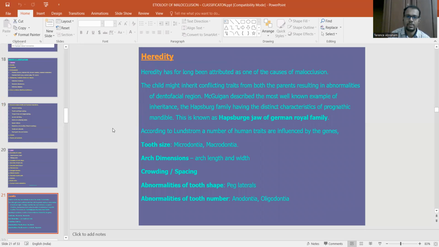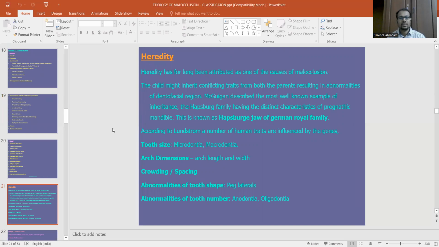So when we come into the detail about each of these, the first one is hereditary. Hereditary, as I told before, is the main cause of malocclusion, and various traits or characters are transmitted from parents to the child. For example, the Habsburg jaw of the German royal family, because they are class 3, they all have a skeletal class 3. That means the prognathic mandible can be seen. It was transferred from parents to child for a series of generations.